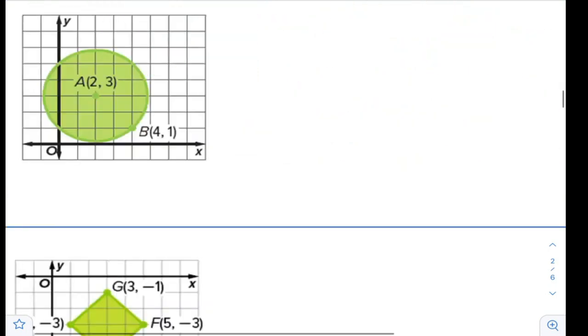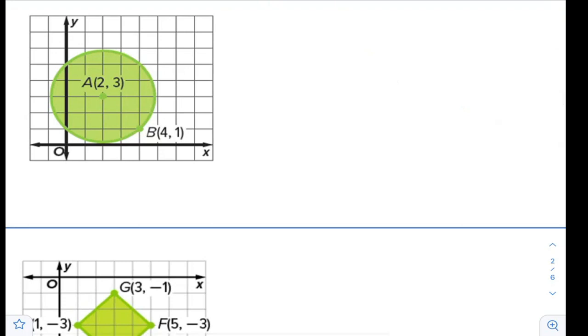Okay, now we have here, we will not say perimeter for this one, we will say circumference. For the circle, it's 2 pi r. As you see, the r radius is not here, we need to find it. This is the radius. So we will use distance formula as well.